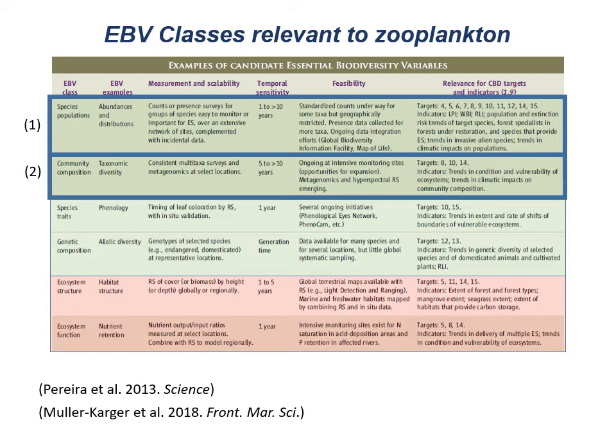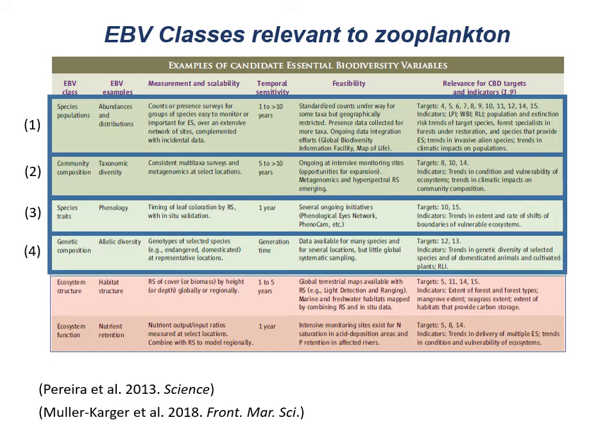The third EBV class is species traits, and the table here identifies a good example of a species trait, which is phenology, and which describes the timing of life history events for key species. So the temporal sensitivity of species traits is relatively high, at about a year. And finally, the fourth EBV class is genetic composition, describing allelic diversity for target species.